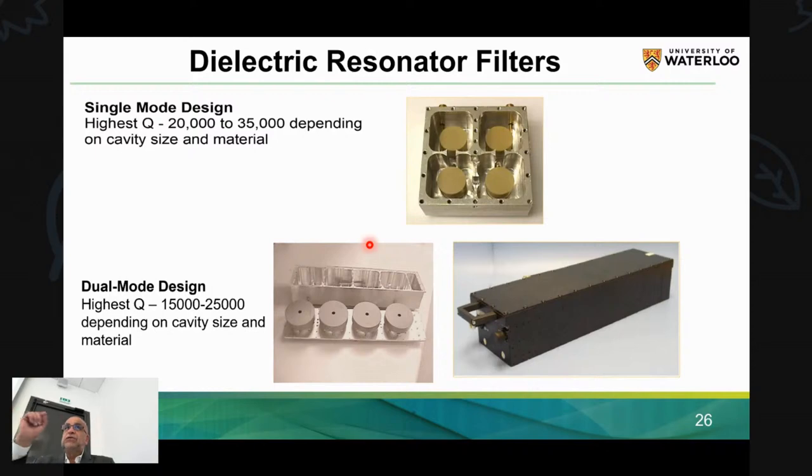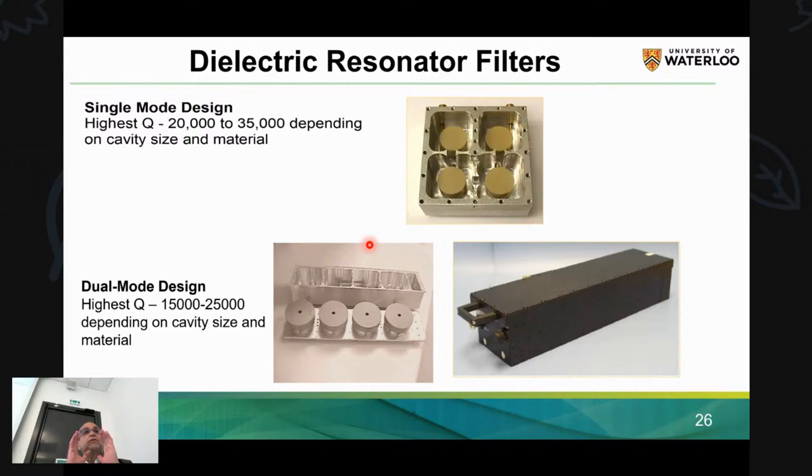But there was a major issue for people to use dielectric resonator filters in commercial filter applications. And the problem with that was basically the temperature drift. They had an issue being able to control the temperature drift of those dielectric resonators. With the development of material technology and material engineering, people managed to control the temperature drifts of the dielectric resonators.